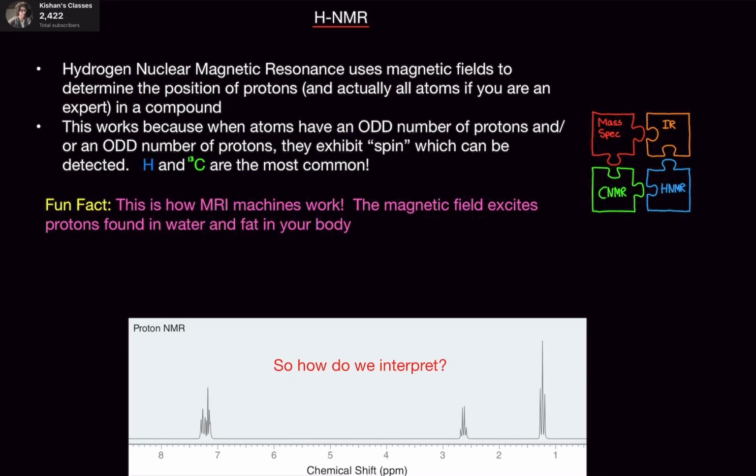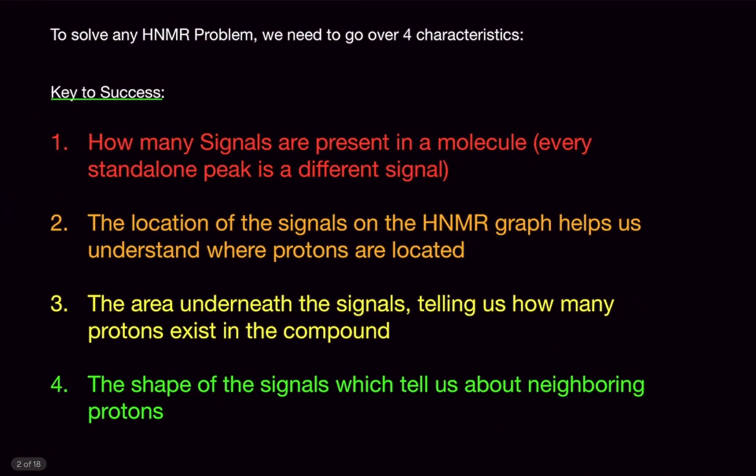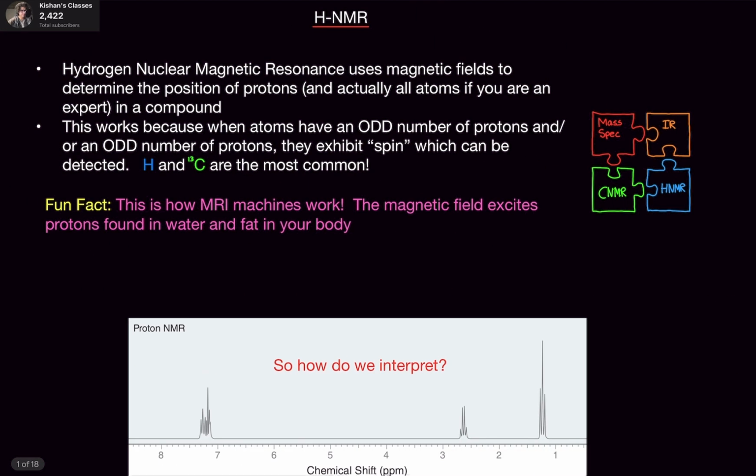Alright, welcome back. In this video, we're going to go over HNMR, or hydrogen nuclear magnetic resonance. Now, HNMR tends to be a very challenging topic for a lot of students, but I promise you, as long as you follow these 4 steps, which I'm going to teach you, you can solve any HNMR problem. It's actually really easy. Okay, so what is HNMR first?